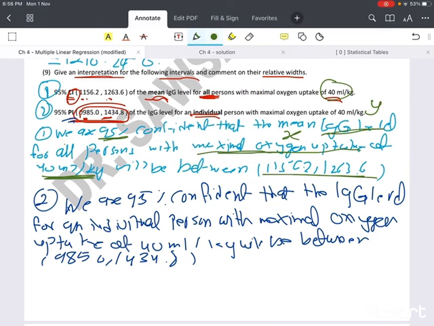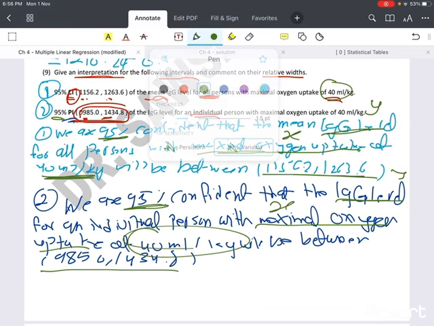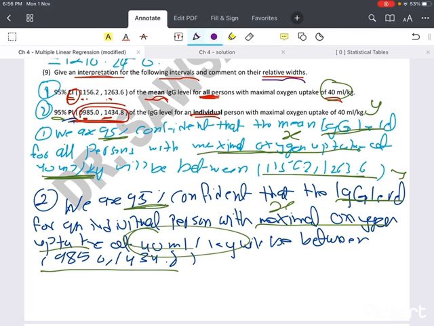Okay, so you will find that we are 95% confident, because they wrote 95, that, you will change it with Y. For an individual person with, you will change it with X. You will change it with the value they give you. Will be between, this will be the range. But they need me to interpret the relative width.